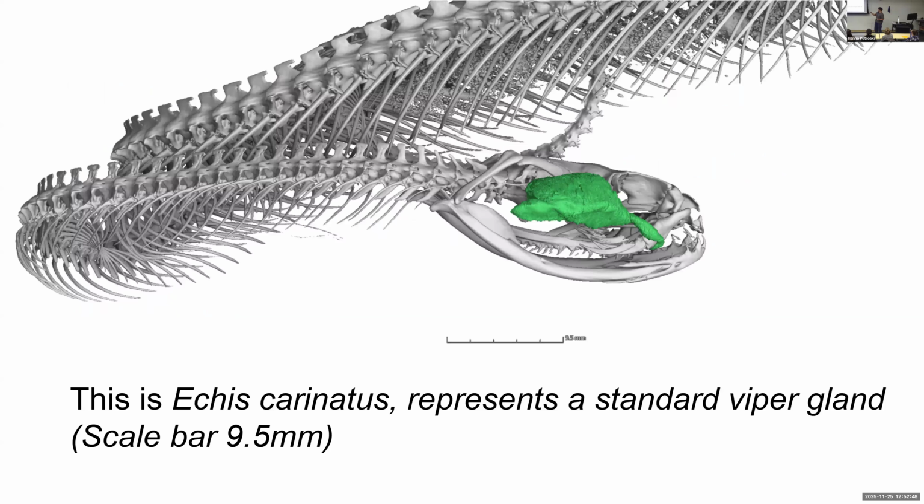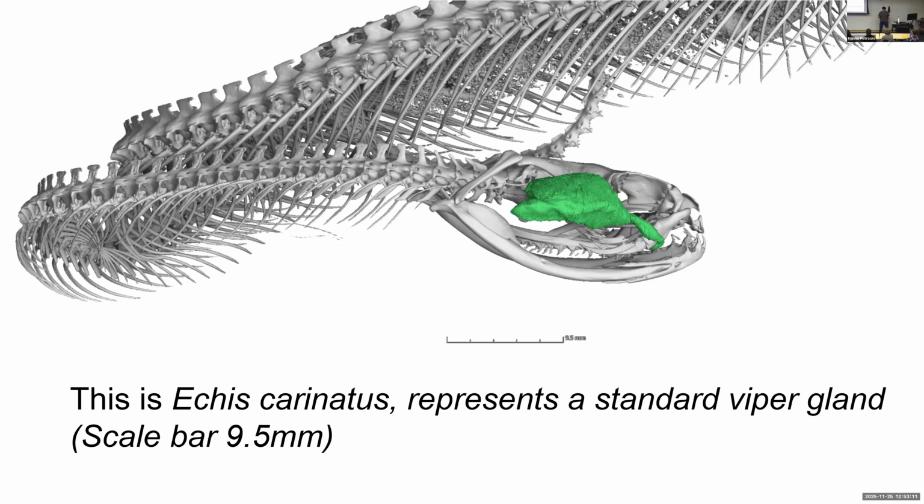So the venom gland is pictured here in green. This is Echis carinatus, which is a member of the viper group. So if you think rattlesnakes, that's part of that group. And this represents a standard morphology that you would see. So you see this duct attaching to the enlarged tooth here, and then you have the main venom gland.